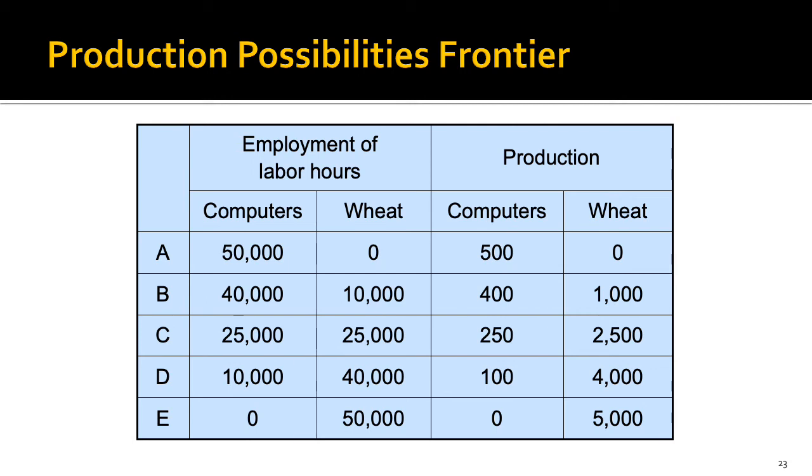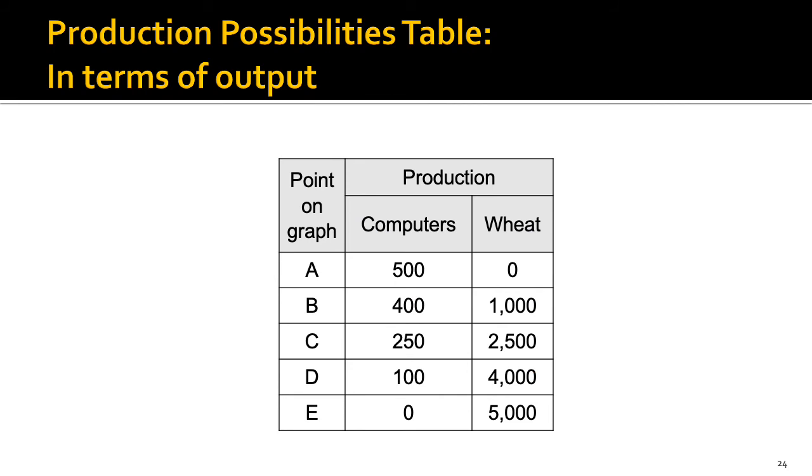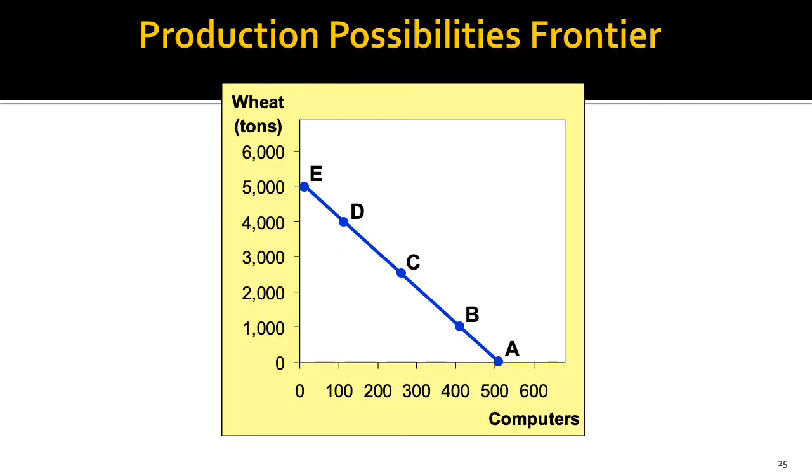If we keep going, we're basically reducing the amount of hours in computer work into wheat work until, of course, we get to point E, at which point all our workers are producing wheat. So here's our final production possibility table in terms of output. So here's our full graph. Point A represents the point where all our resources produce computers, and point E is the point where all our resources produce wheat. But these two points are interesting because we maybe want to consume some of both types of goods. So perhaps choices like C, D, and B would be better choices.